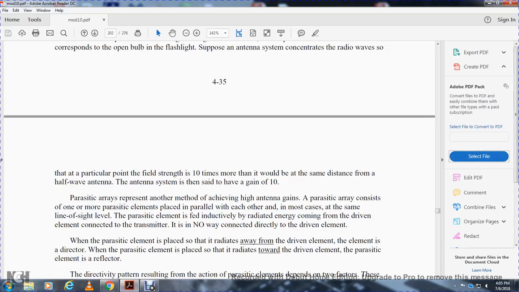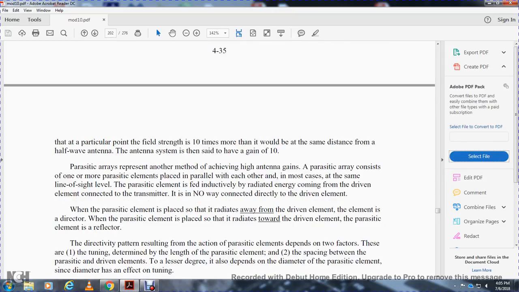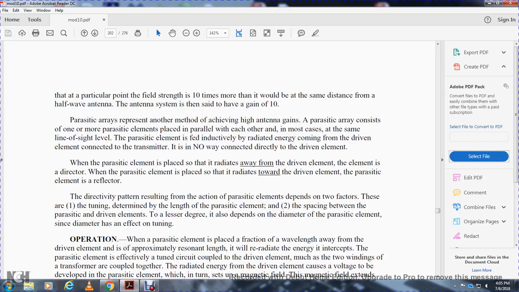A parasitic array represents another medium to achieve a higher gain. A parasitic array consists of one or more parasitic elements placed parallel to each other and in most cases the same as the driven element. The parasitic element is inductively coupled to the radiated energy coming from the driven element connected to the transmitter. There is no direct connection with the driven element. When the parasitic element is placed so that it radiates away from the driven element, the element is directed. When the parasitic element is placed behind the driven element, the parasitic element is a reflector.